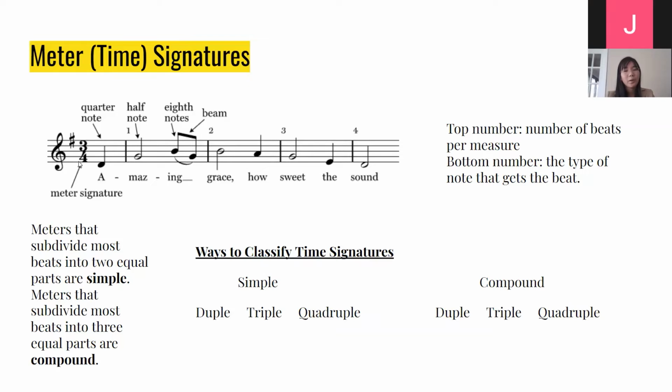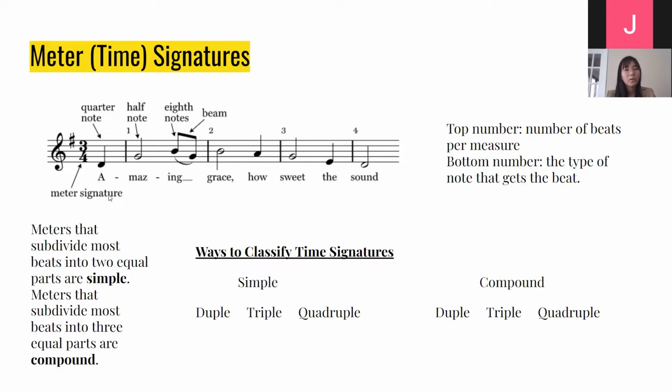And the bottom number is the type of note that gets the beat. So in this case, it's the quarter note that gets the beat, so it's a 4. And if you notice, this is only one quarter note. What you would call that is a pickup note or an anacrusis. It's just a note before the first downbeat. I didn't put the entire song on this, but since you have one note here, on the last measure of this piece there will only be 2 notes in order to complete this.